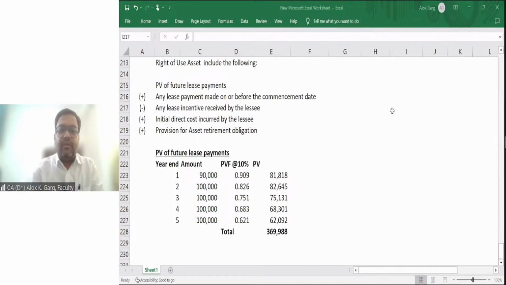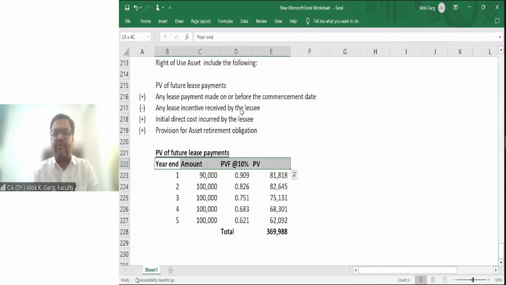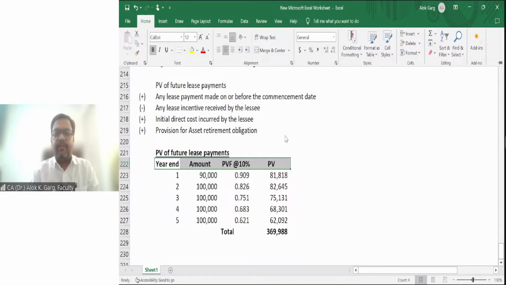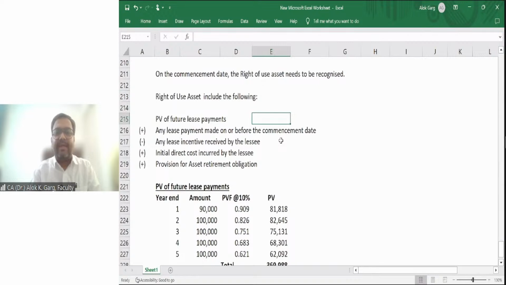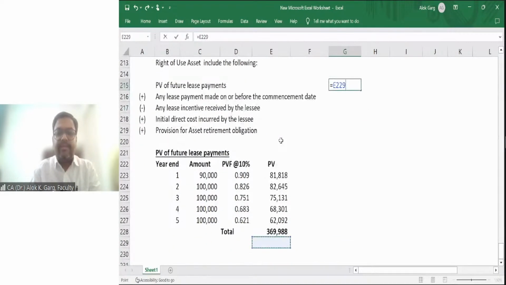Okay. So the first one is present value of future lease payment. I hope this is clear to all of you. It is clear. So present value of future lease payment comes out at what? The first answer is 369,988. Right? This is my present value of future lease payment.